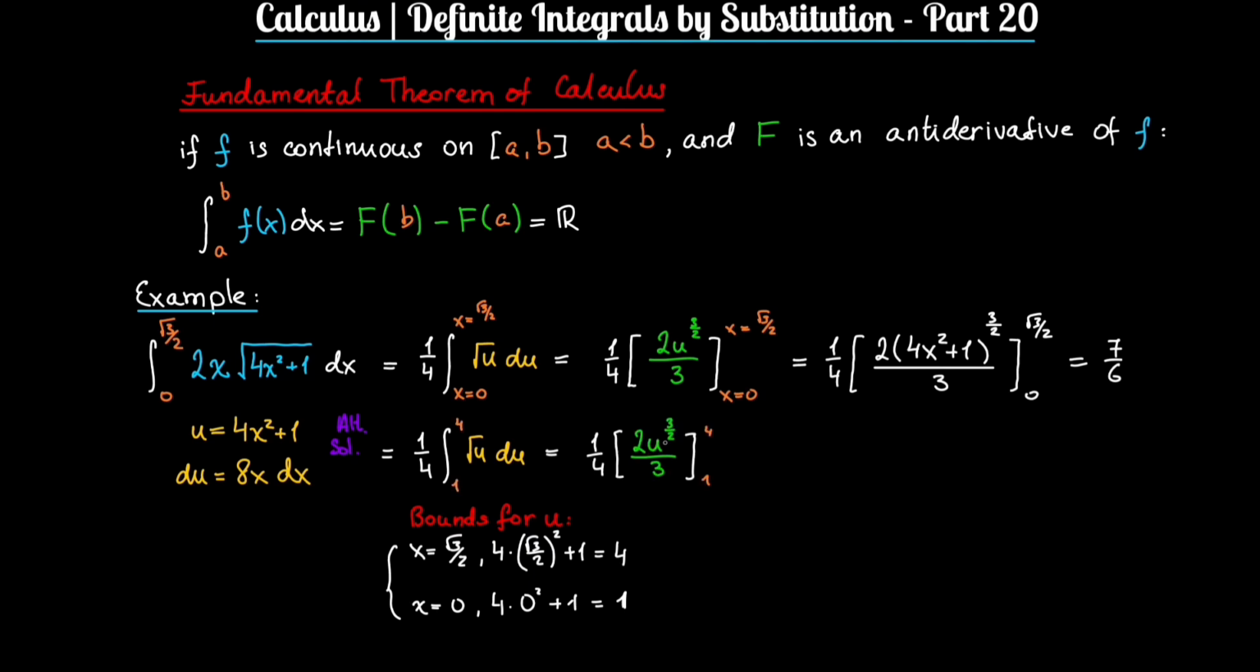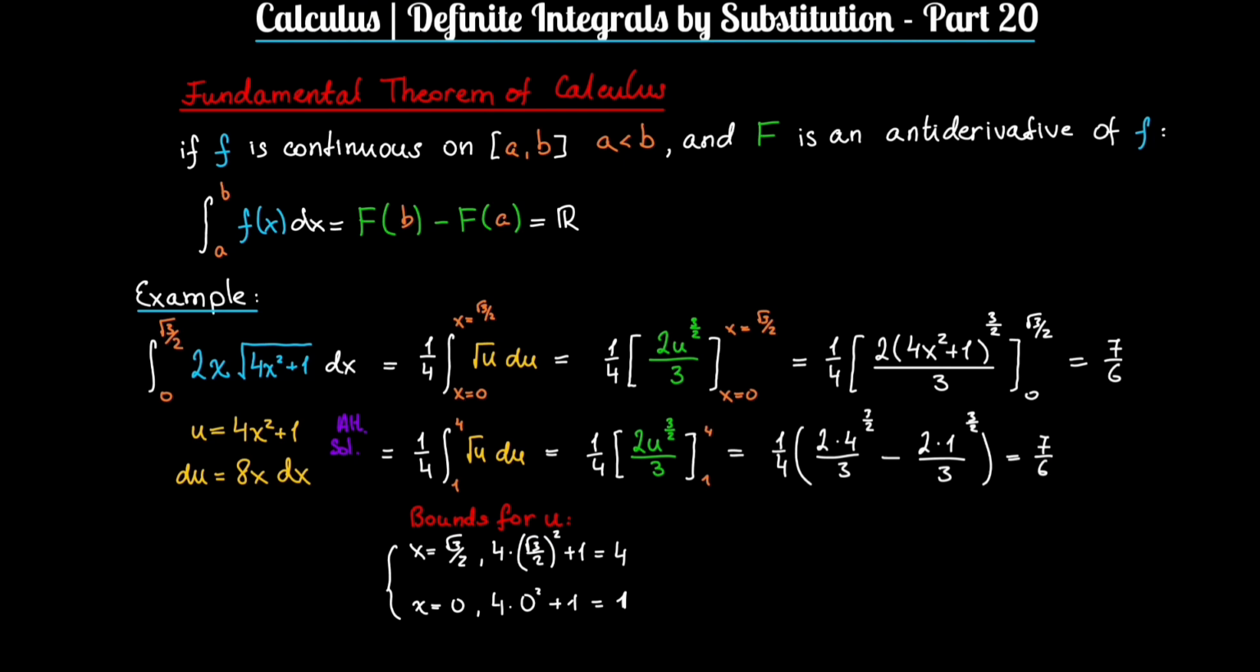Now you do the same. You find the antiderivative function, only now it's just going to be from 1 to 4. And the good thing about this is that you won't have to plug your u substitution back into the antiderivative function. Now that you have the bounds for the variable u, you can just immediately do 1/4 times 2 times 4 raised to the power of 3 over 2 over 3. You immediately plug in the upper bound and you subtract by plugging in the lower bound. So in this case, 2 times 1 raised to the power of 3 over 2 divided by 3. And magically, the answer you're going to get is still 7 over 6.